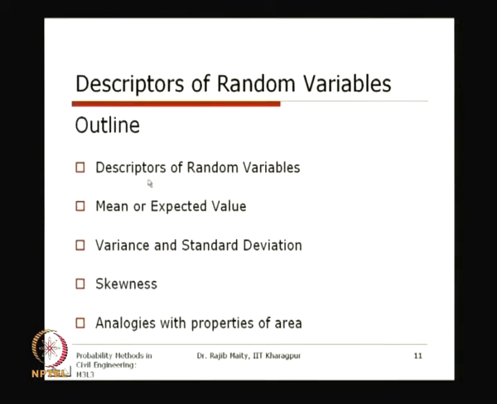So, what we will see is what is meant by descriptors of a random variable. Then we will know what the mean or expected value is, then the variance and standard deviation, then skewness, and then one more called kurtosis. We will also see the analogy with the properties of the area under the PDF, the probability density function, in the case of a continuous random variable, just to relate how this can be called a moment.